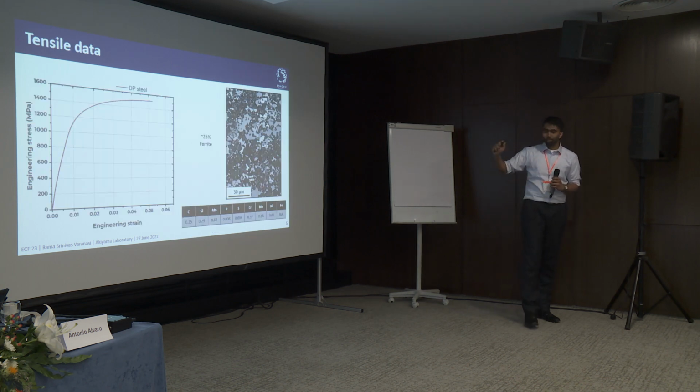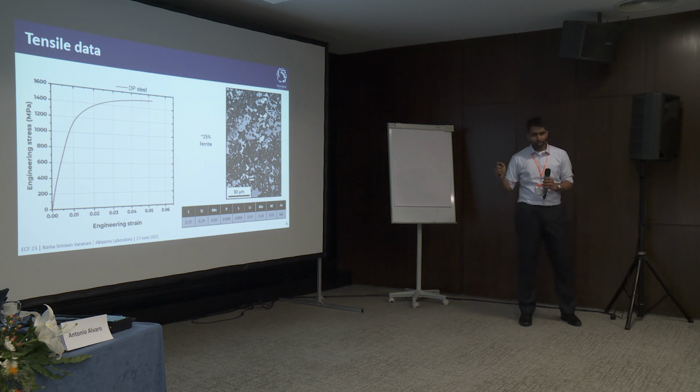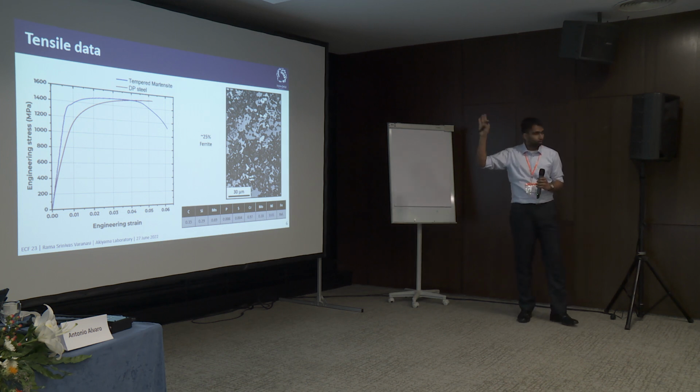The DP steel which I investigate has an ultimate tensile strength of about 1.5 gigapascals and a 25% ferrite microstructure. In this work, I also compare with a tempered martensite of the same composition but a different heat treatment, which also has nearly 1.5 gigapascal ultimate tensile strength.